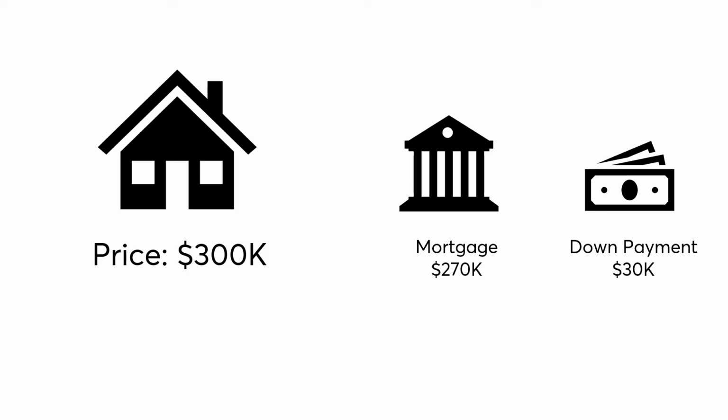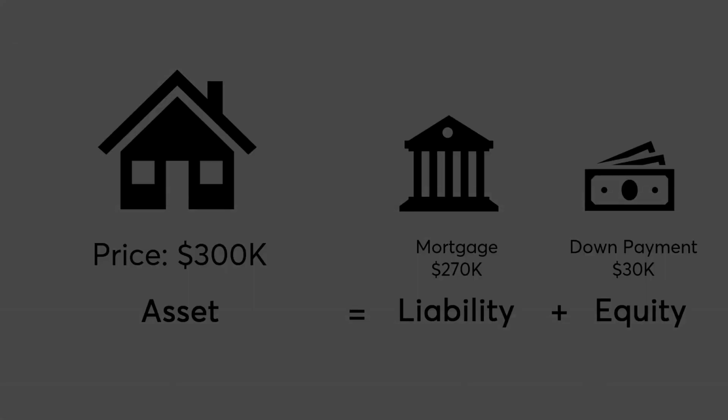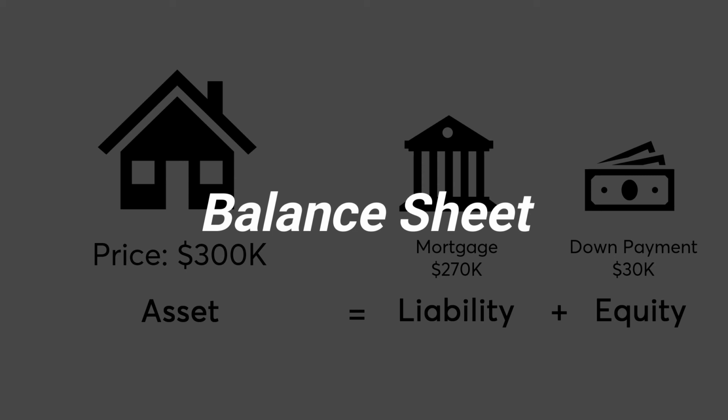Think for a minute. Your house is your asset. Since you owe the bank $270,000, it is your liability. And because you made a down payment of $30,000, that $30,000 is your equity. That being said, assets should always be equal to liability plus equity. It is for this same reason it is called the balance sheet.